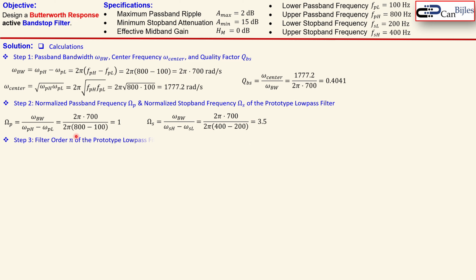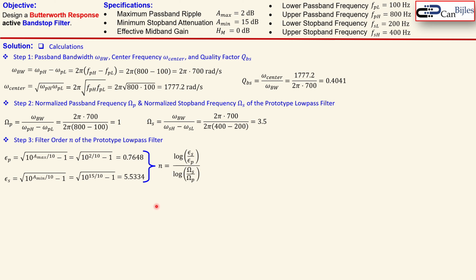Now when you have the values from here, we can calculate the filter order of the low pass filter, still the prototype. And for that we need to use the A max and A min. For A max we need to calculate the epsilon p, which is a scalar value given by this formula, and it will give us 0.7648. In a similar form for the epsilon s, using the A min of 15, that will give us 5.5334.